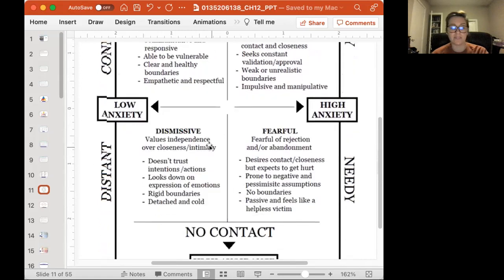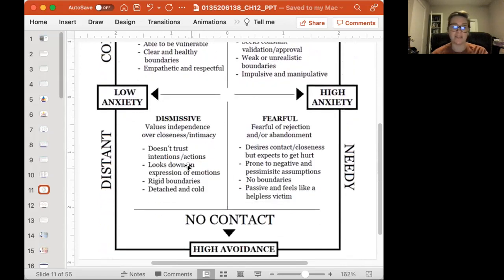As for dismissive, they value independence over closeness and intimacy. They don't trust the intentions or actions of others. They look down on the expression of emotions, have rigid boundaries, and they're detached and cold.